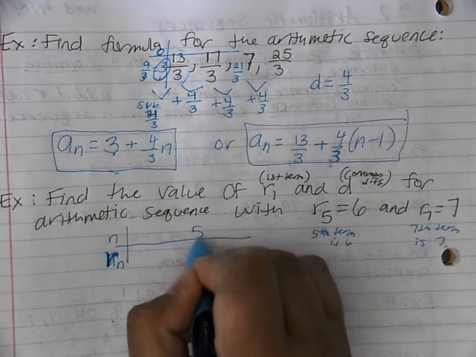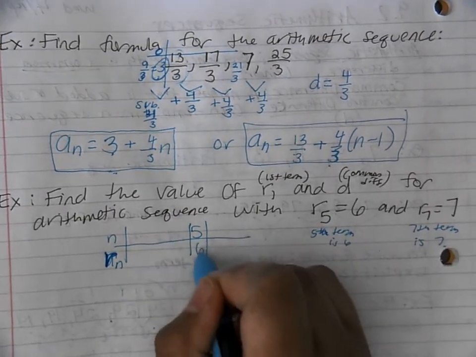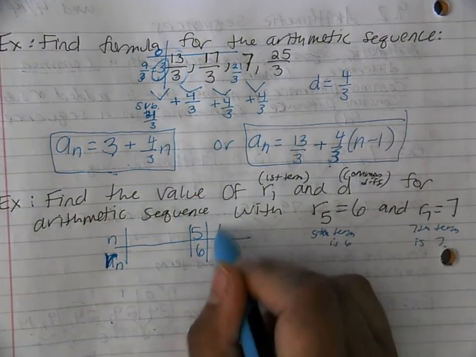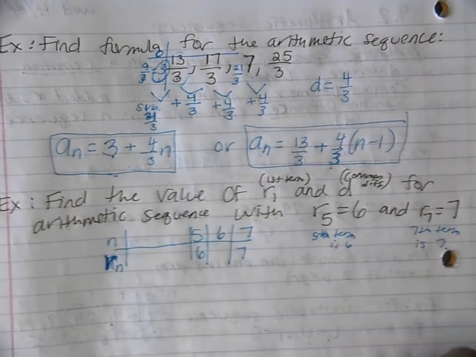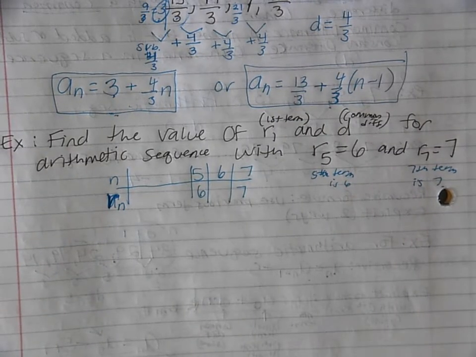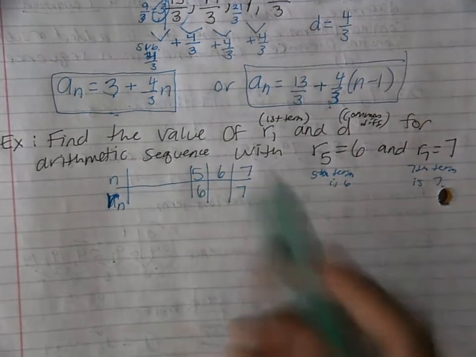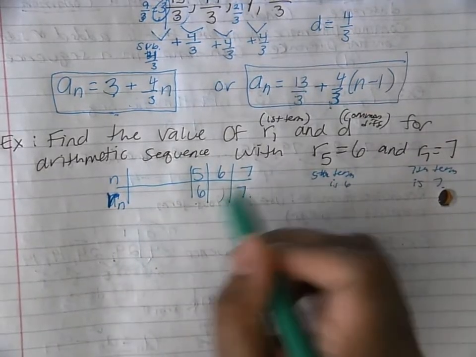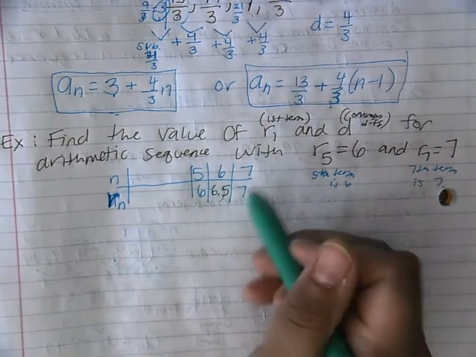So we know that at 5, it is 6, the value there of r sub 5. And then if I skip 6, because I don't know that one, I know 7 is at 7. That's all I know. That's all the information that was given to me in the problem. And now I'm asked to find the common difference and r sub 1. So if you're able to, you can just look at this and say, what would go in between here, between 6 and 7, what's halfway between there? That would be 6.5.